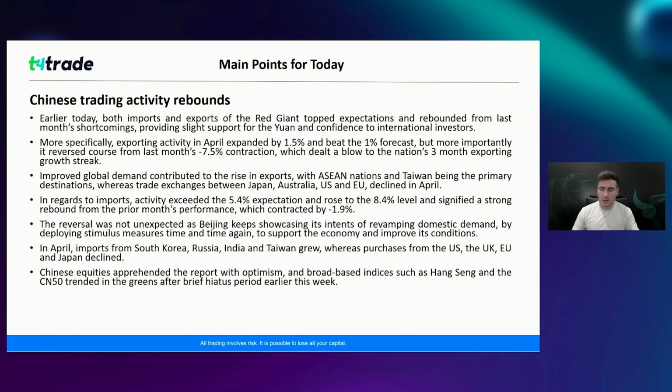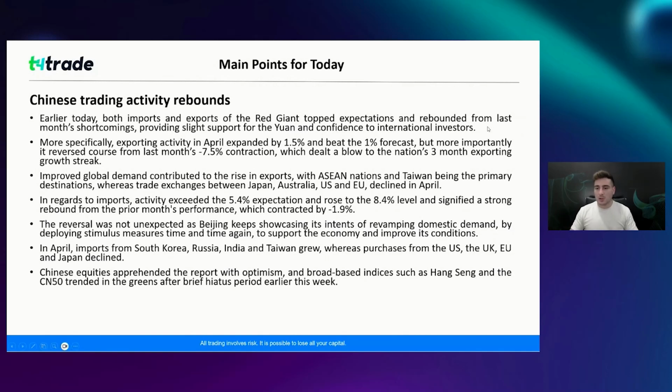So, in April, imports from South Korea, Russia, India, and Taiwan grew, whereas purchases from the United States, the United Kingdom, the European Union, and Japan declined. So again, the same theme is here. We see no severing of ties, but a reduction in the rhythm of the systematic trade exchange between these nations, which is on the decline. And again, we highlight that the reasons are mainly political.